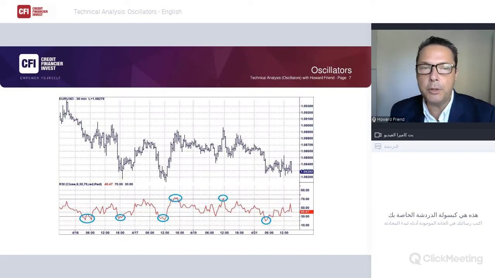Here's another example of the RSI. This is with a euro-dollar chart on a 30-minute time frame. You can see, for the most part, this chart went sideways, and the RSI oversold and overbought zones pick out some important tops on this particular chart. This chart looks like it's good for intraday traders.